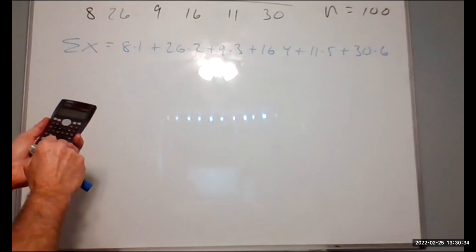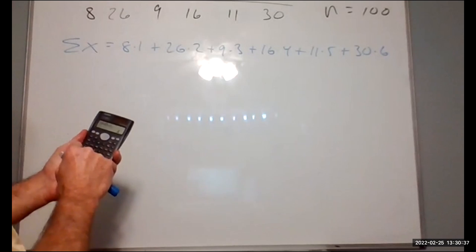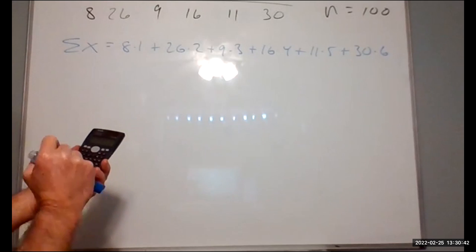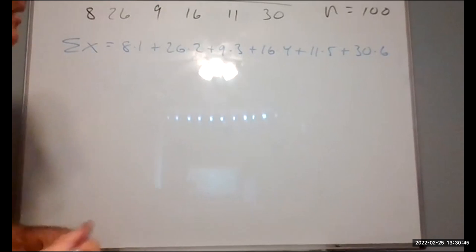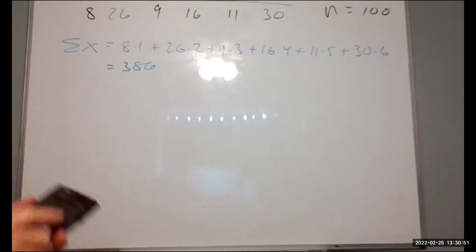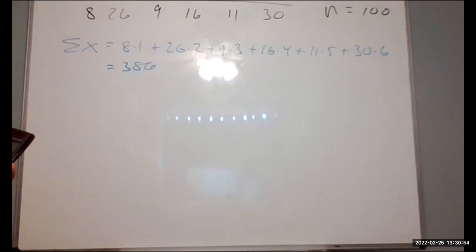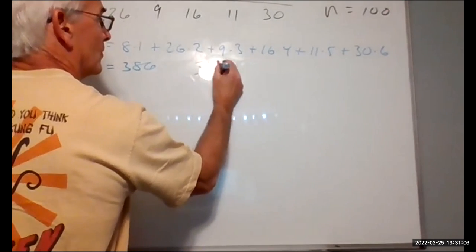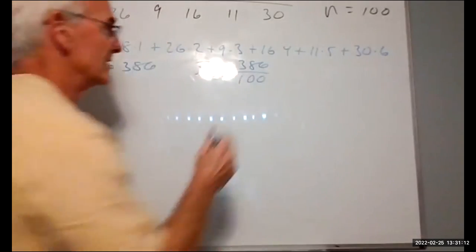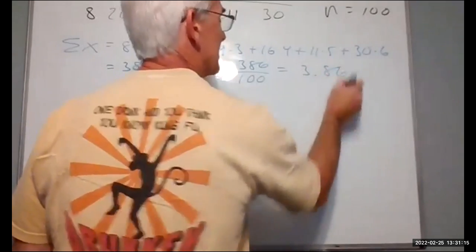So 8 plus... So when I add all those up, I got 386. Okay, I'm going to double check. I always do it twice. And that's what I got. So therefore, what is the mean? The mean is 386 divided by 100. I did it 100 times. And the average would be exactly 3.86.